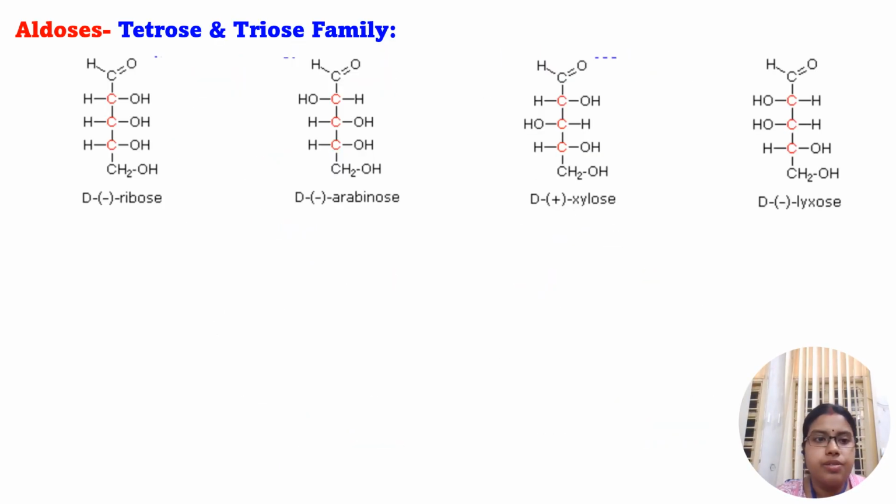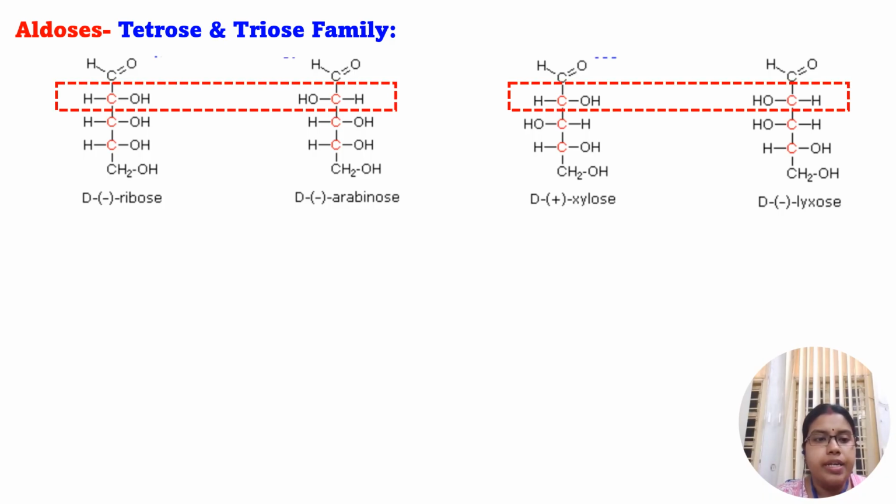Next, we are coming to the aldotetrose and the aldotriose family. If we know the aldopentose family, we can easily get the members of the aldotetrose and aldotriose. These D-ribose, arabinose, xylose and lyxose are the members of the aldopentose family. If we consider the first pair, ribose and arabinose, the only changing configuration is at carbon number C2. Other than C2, the configuration of C3 and C4 is the same.